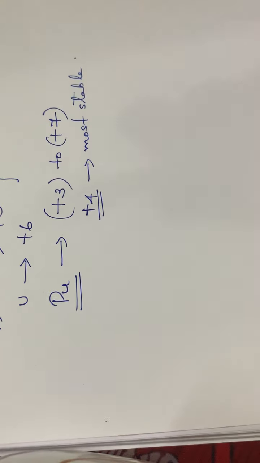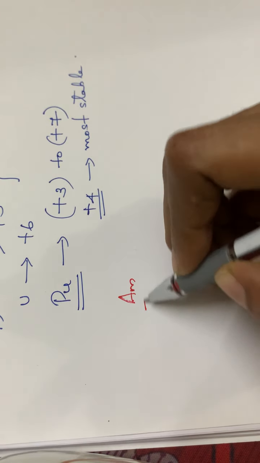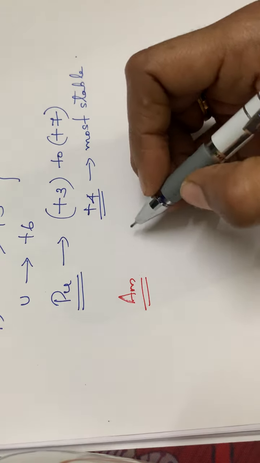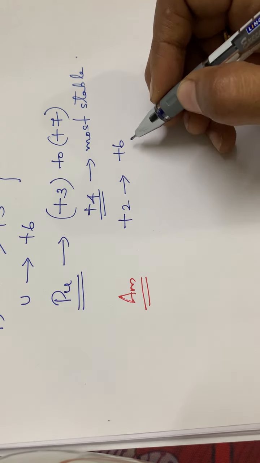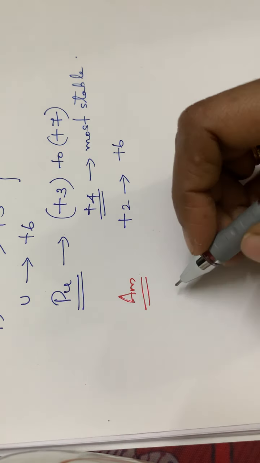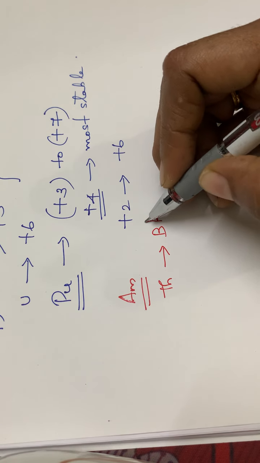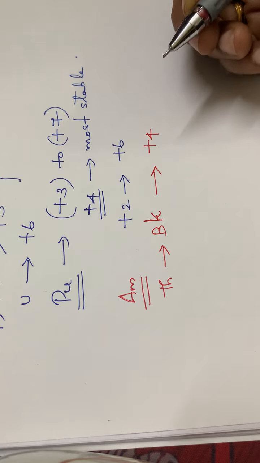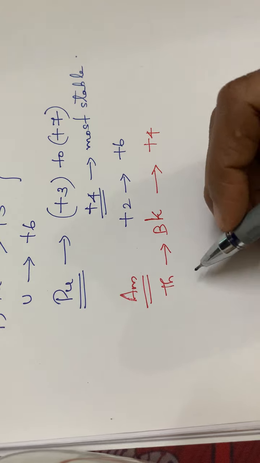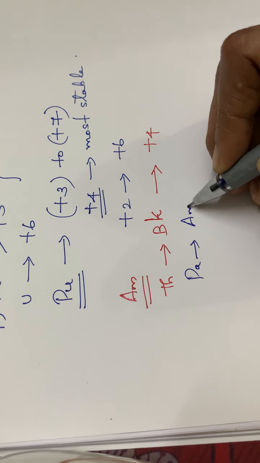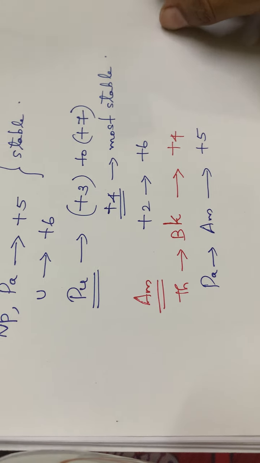Then for americium, the oxidation state can range from +2 to +6. Then from thorium up to berkelium, the common oxidation state is +4. From protactinium to americium, the common oxidation state is +5. So these are the regular trends in the oxidation states.